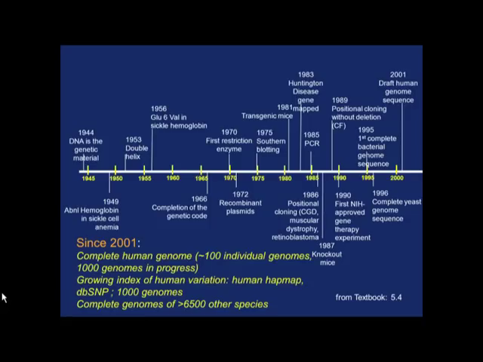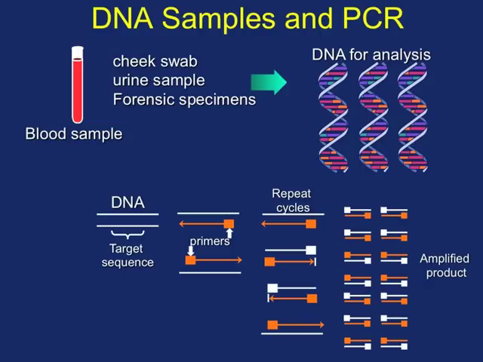We have a complete human genome sequence. We have a very lengthy index of all the common variations among humans. And we now have complete genomes of many different species. And we're going to talk about all that a little bit now and more in the next lecture.